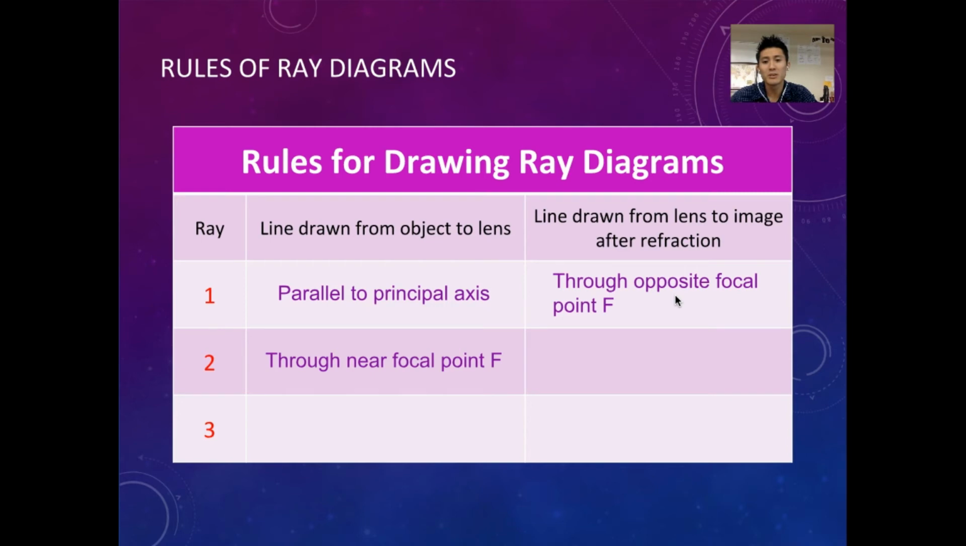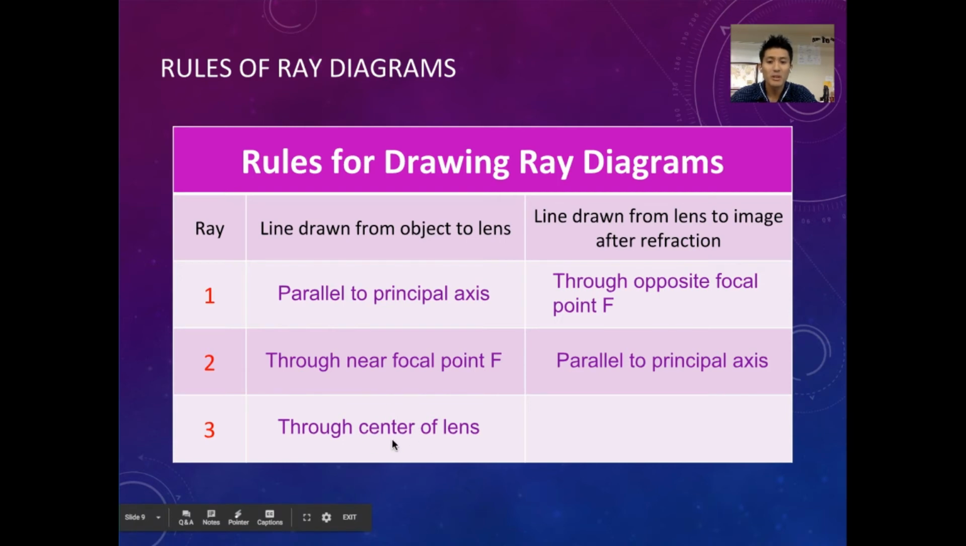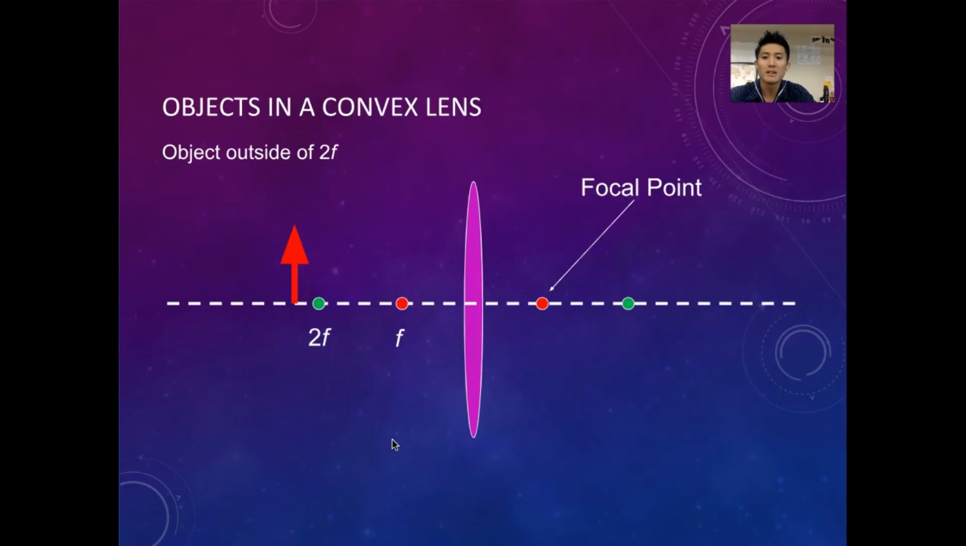The second arrow will go through the near focal point and then parallel to the principal axis once it goes through the lens. And then the last one, and here's the difference: instead of the center of curvature, we just draw a line straight through the center of the lens from the object. All right, so how does that work? Here's an example of that.